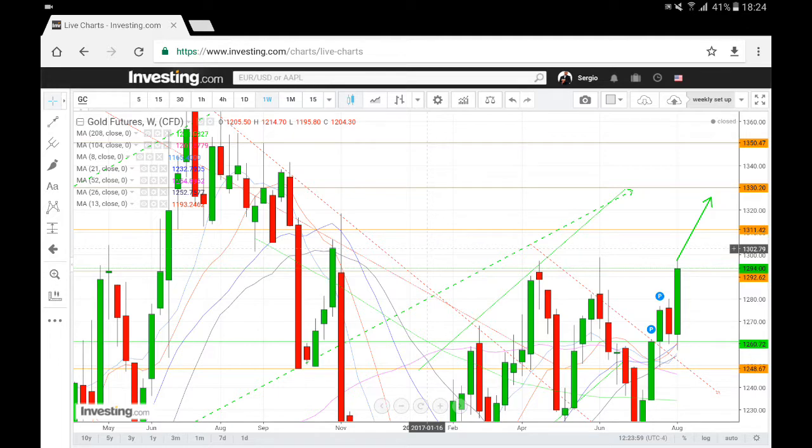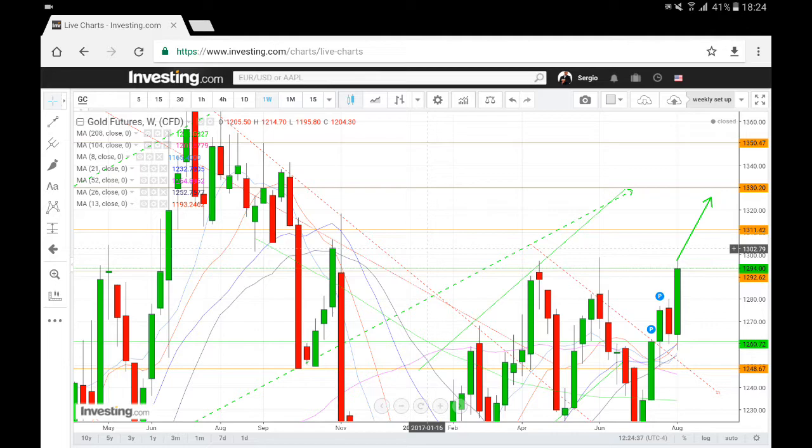The catalyst will be more tensions between the United States and North Korea, and that's gonna spread and become something global. We're gonna see more sell-off, so more investors are gonna liquidate their positions in the stock market. They're gonna dump their shares, stocks and ETFs and what have you, and then that liquidity, that capital, is gonna flow into safe havens. Those safe havens are gold, silver, Japanese yen, and other stuff, some hard assets.